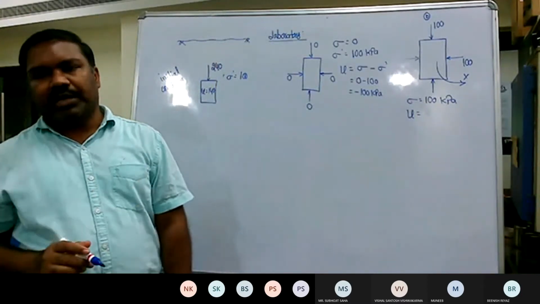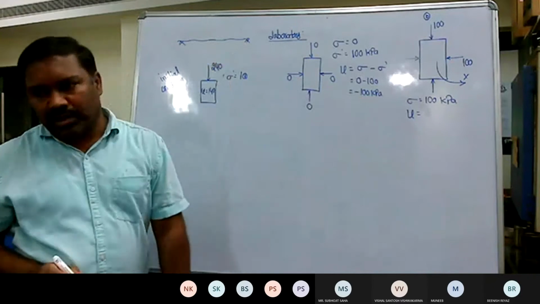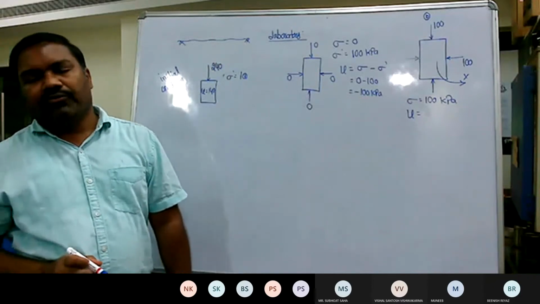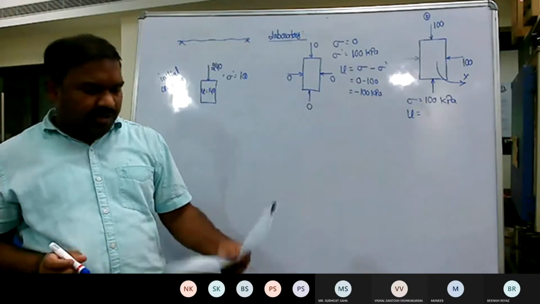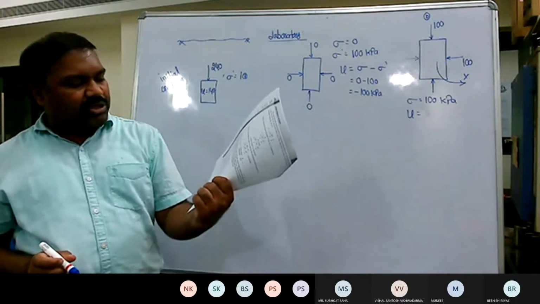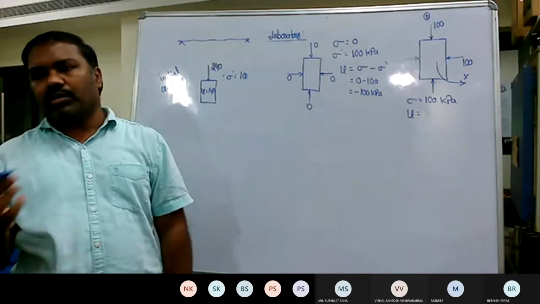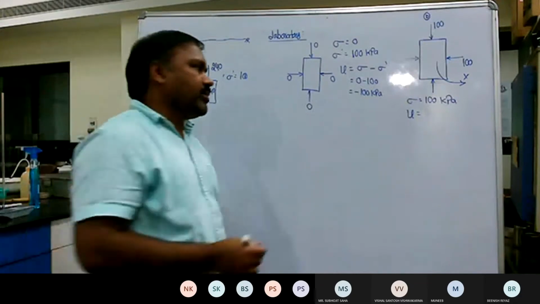Since the soil is in an undrained condition, whatever cell pressure you apply will be taken by the soil itself, because this is fully saturated. See the statement also: this is a saturated clay sample. So therefore all the load will be borne by the soil sample.